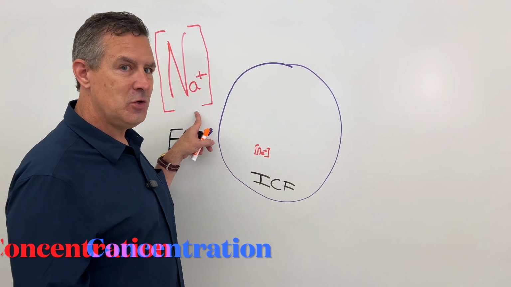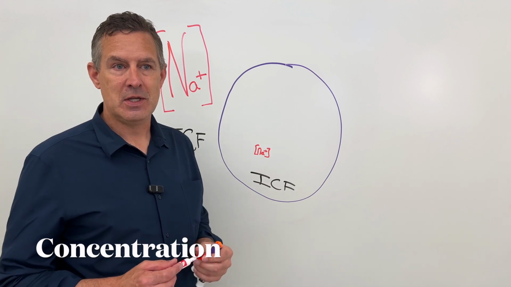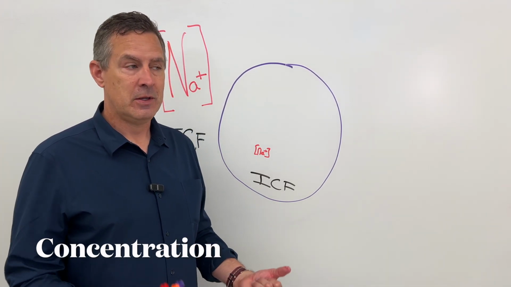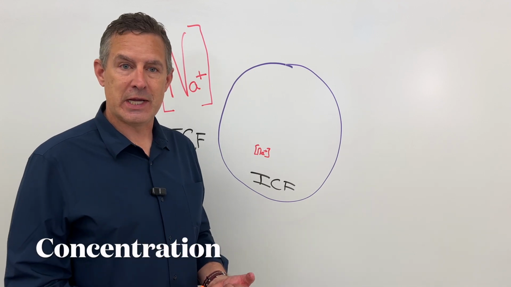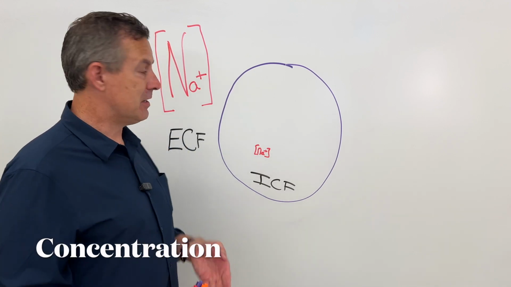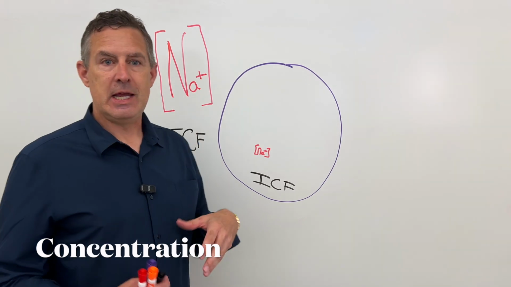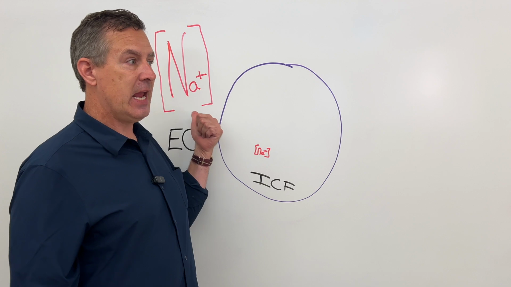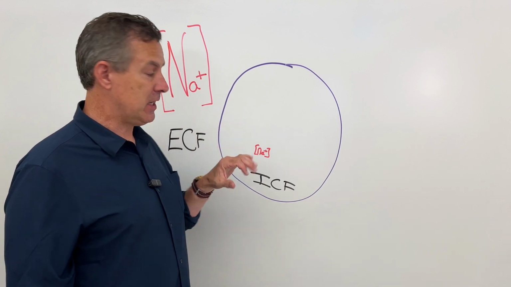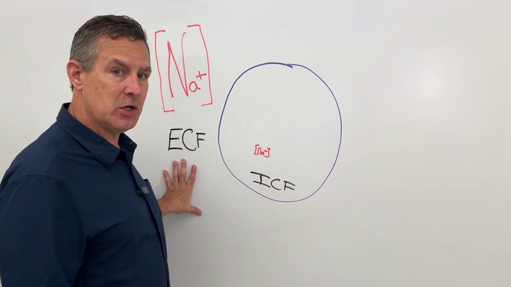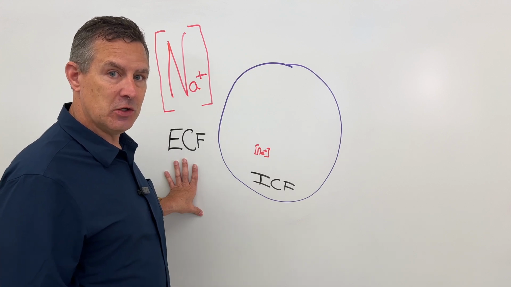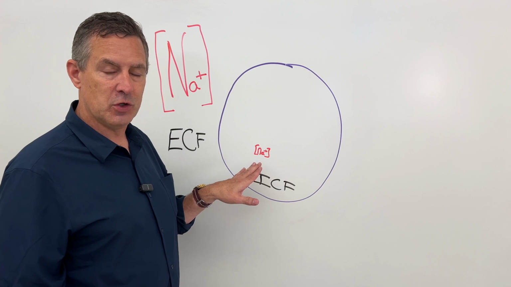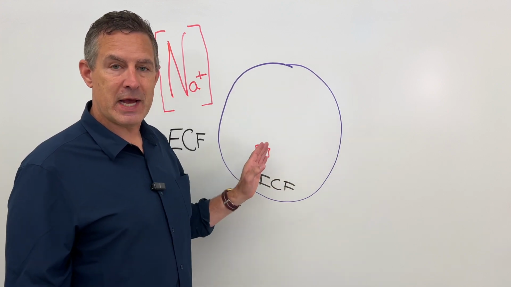To be clear, we use the word concentration because it's not just the quantity of the entity we're talking about, whether it's a molecule like glucose or an ion like sodium. It is the ratio between the entity, in this case sodium, and the amount of water in the space. In this case, the space is the extracellular fluid, and in this case, the space is the intracellular fluid or the cytoplasm within the cell.